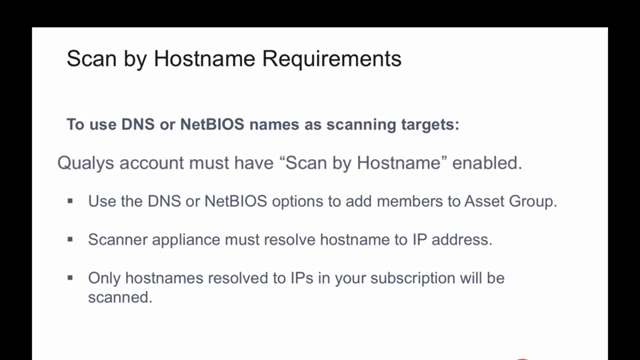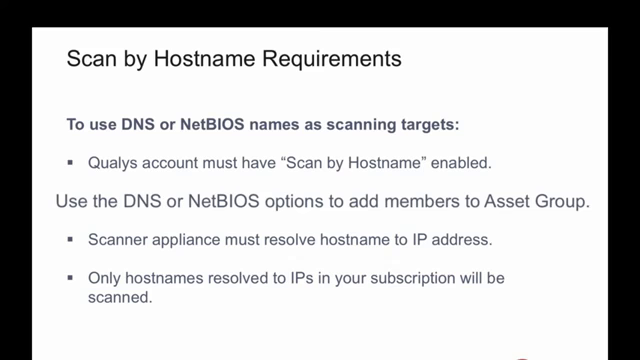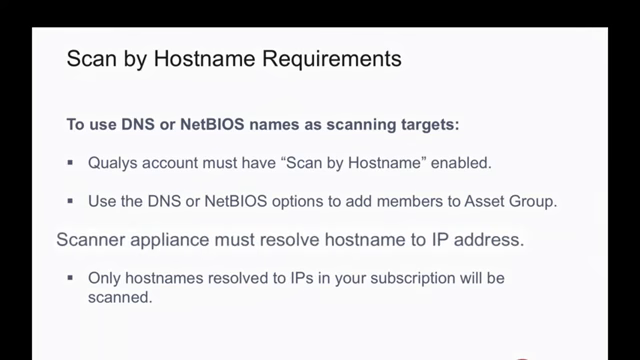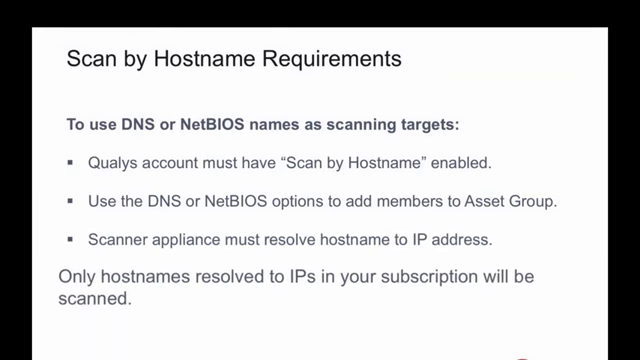First, the Scan by Hostname service must be enabled for your Qualys account. If you are using a Qualys student trial account to perform the lab exercises in this course, Scan by Hostname is already enabled. Second, use the DNS or NetBIOS options to add members to an asset group. This asset group, with its hostname members, will then become your scanning target. Any scanner appliance that will be used to perform the scan must be configured with a DNS server that can resolve the hostname to its IP address. Finally, only host names resolved to IPs in your subscription will be scanned.